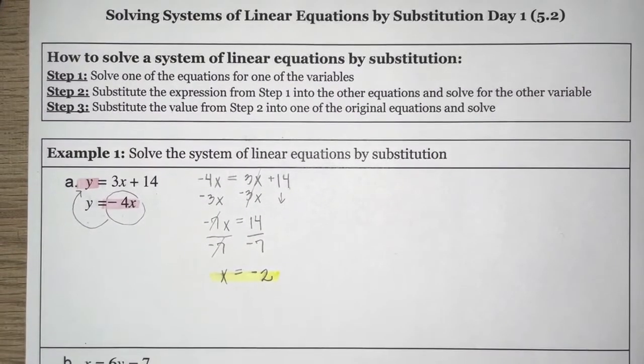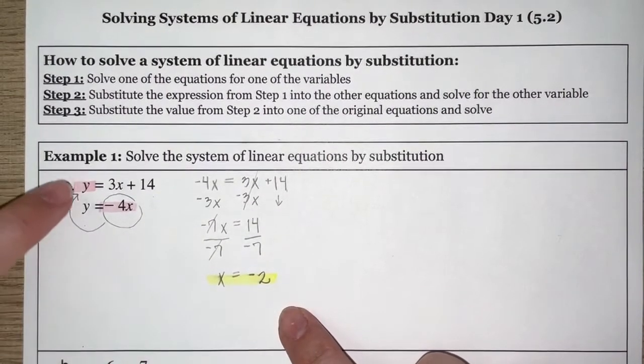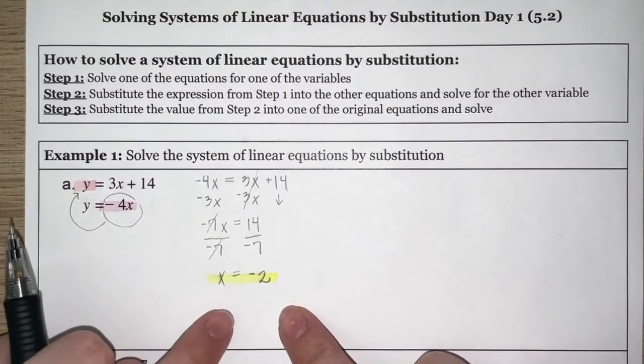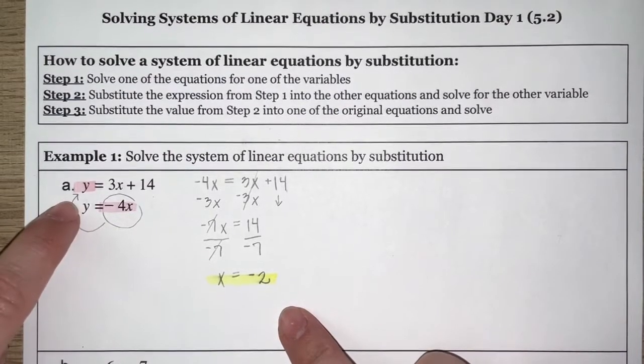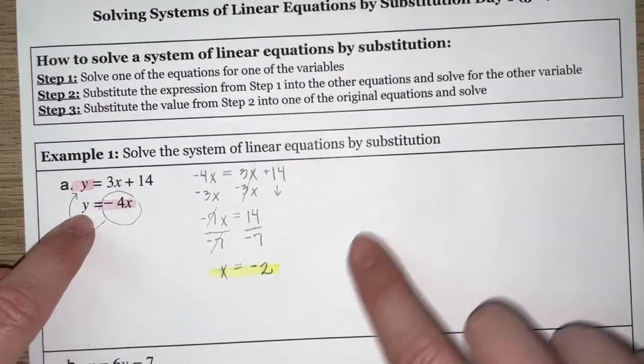Remember that a solution for a system of equations is a point. So we need to find an x and a y coordinate of that point. So once we've found the x, we can pick one of our 2 original equations and substitute our x value in to solve for y. So just pick whichever one looks easier to you. I think the second one looks easier, so I'm going to rewrite that up here.